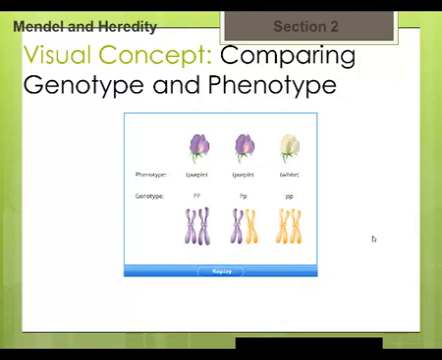Alright, so the phenotype is determined by the genotype. And in this case, anytime the uppercase P shows up, the flower color is purple. The phenotype is purple. So which of these alleles is dominant and which one is recessive? Purple is dominant, white is recessive, because anytime the uppercase P shows up, the purple allele shows up, the flower is purple.